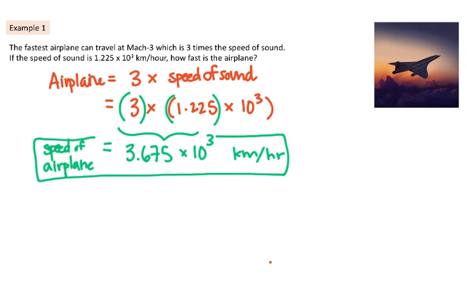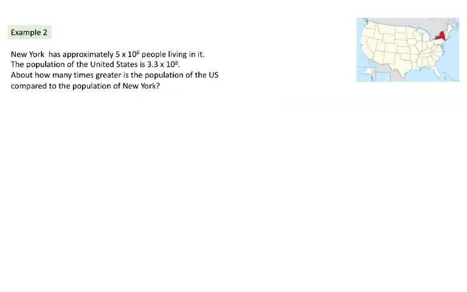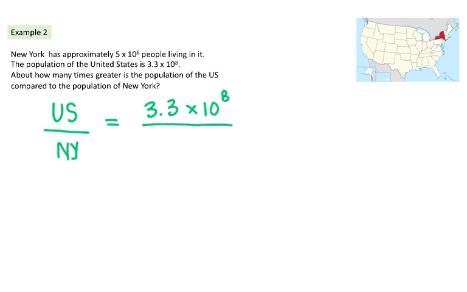Let's look at another one. All right. New York has a big number of people living in it. And then also they're talking about the population of the United States, which of course is even bigger. How many times bigger? So what they're really asking is, if we have the population of the US, how many times will the population of New York divide into it? That's what they're really asking. So they're saying 3.3 times 10 to the 8 people is the population of the whole US. The population of New York is 5.6 times 10 to the power 6.